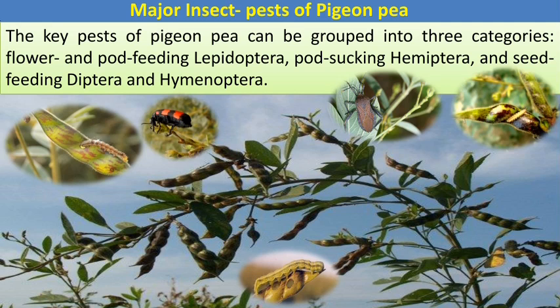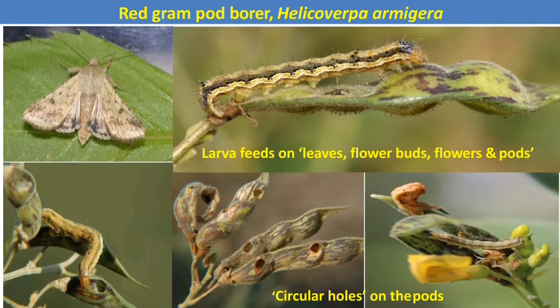There are a number of pests which infest the pigeon pea crop and cause yield losses. Some of them are bugs, some are beetles, and some are lepidopteran pests which cause severe loss in the pigeon pea crop. The key pests of pigeon pea can be grouped into three categories: flower and pod feeding, that is the lepidopteran pests; pod sucking, that is the hemipteran pests; and seed feeding, that is the dipteran and hymenopteran pests. So let us see one by one.